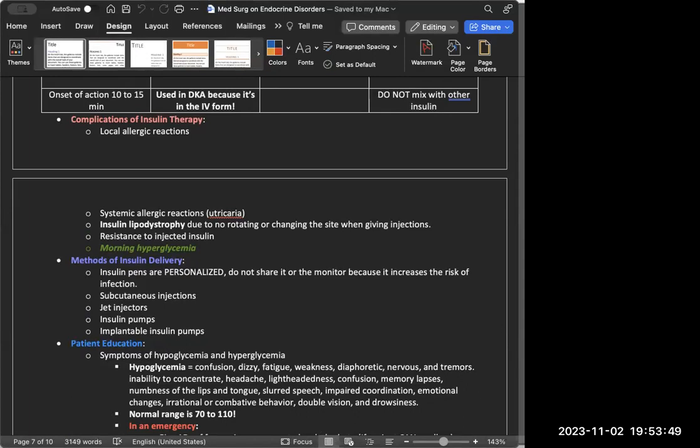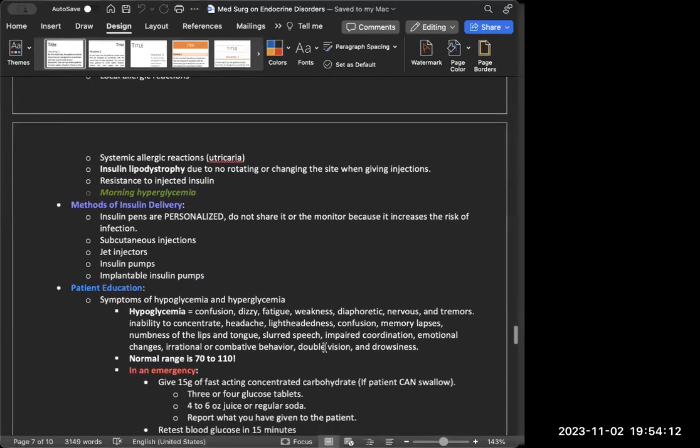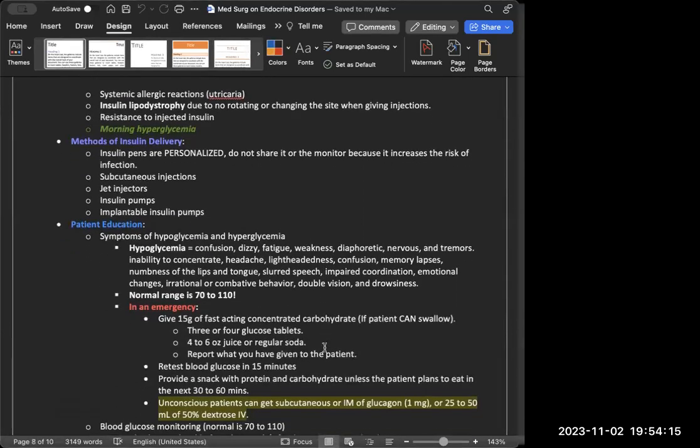So we need to rotate the sites that we give insulin because they can get something called insulin lipodystrophy, which is kind of like lipid deposits that can form. So you need to change the site, okay? You need to move around where they're giving themselves injections. And sometimes they might get morning hyperglycemia as a result of taking insulin therapy. Okay, so we also want to tell them with insulin, right? They're all personalized, so you don't share them. They're subcutaneous, right? So that means it goes on the side of the arm or maybe on your stomach.